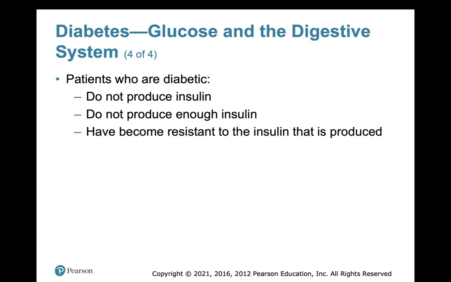So then you get into a deficiency in insulin. Patients who are diabetic either do not produce insulin at all, or they do not produce enough insulin, or they've become resistant to the insulin that their body is producing.